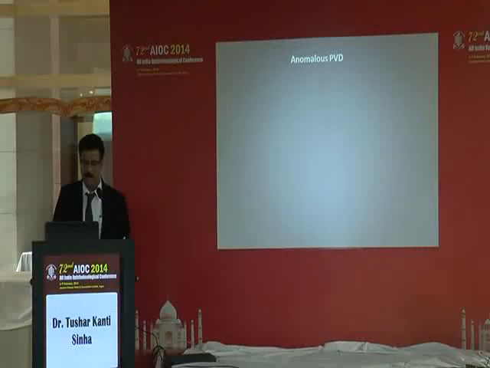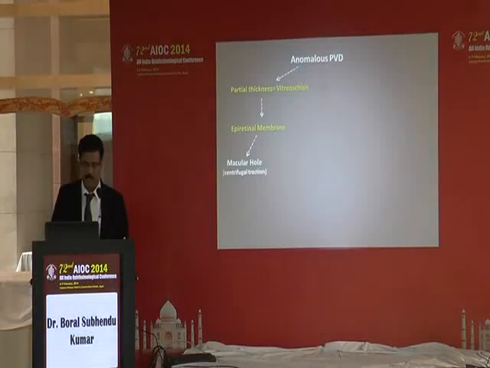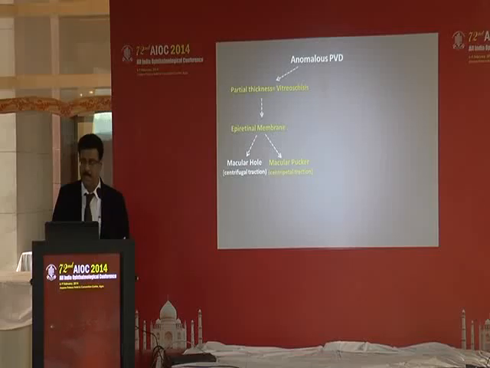Now, what is happening with anomalous PVD? Anomalous PVD can be partial thickness, which may lead to vitreous schisis, which may lead to epiretinal membrane formation. Ultimately, if there is centrifugal traction, it can lead to macular hole, and if there is centripetal traction, it can lead to macular pucker. And if it is full thickness anomalous PVD, it can lead to partial PVD.